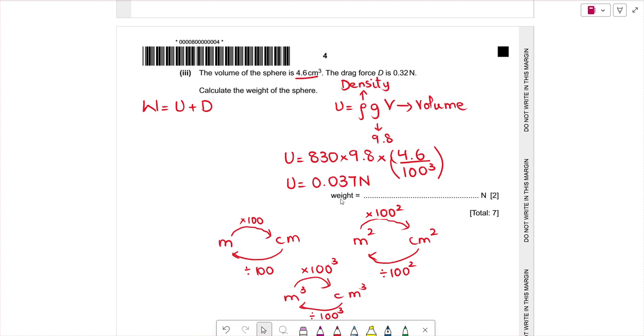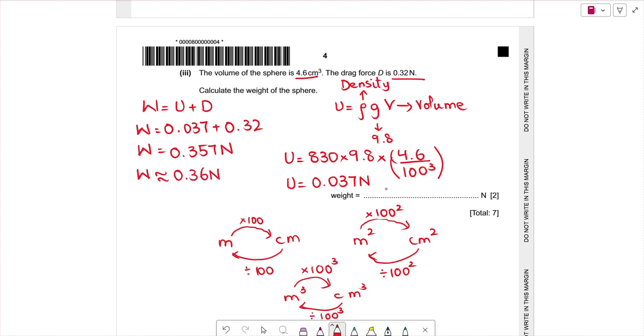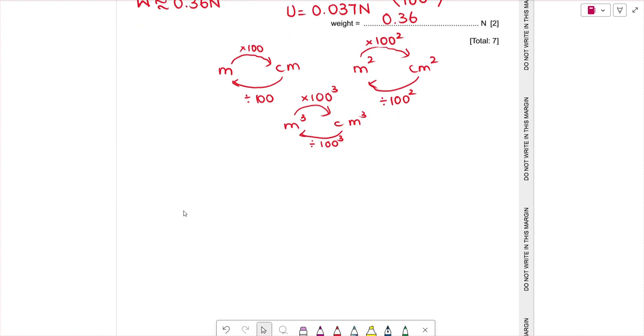Once you have the value for the upthrust force, put it in this equation: 0.037 and the drag force is 0.32. If we add them together, we get 0.357 Newton. So this is the weight of the sapphire. Now, before moving on to the next question, we have to round off the answer to two significant figures. So the final answer will be 0.36 Newton.